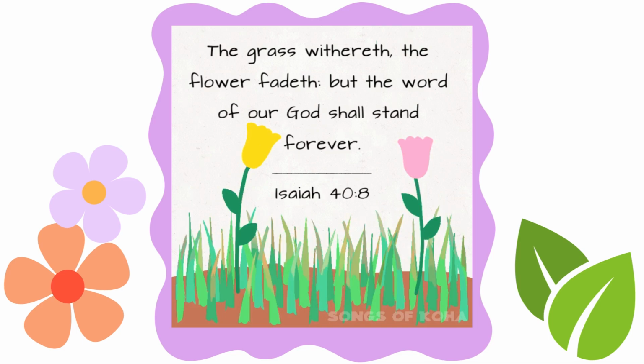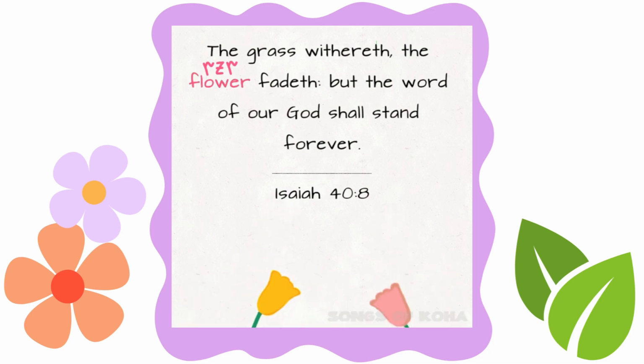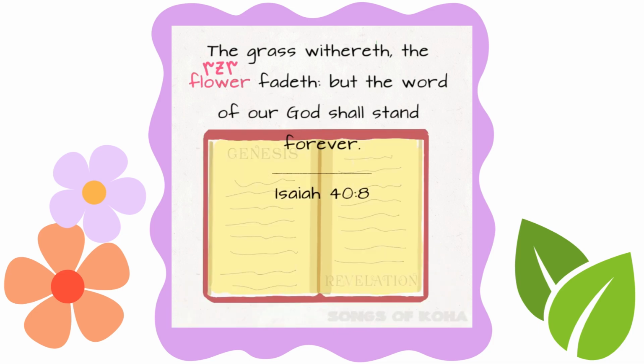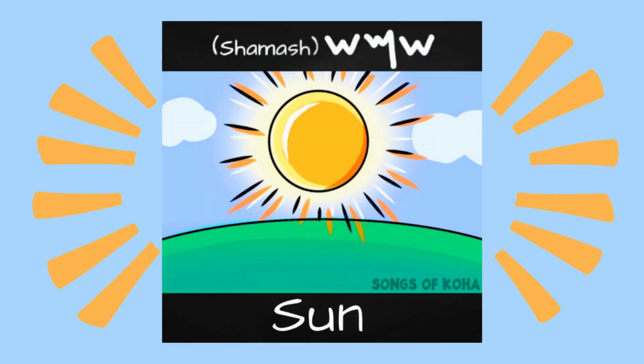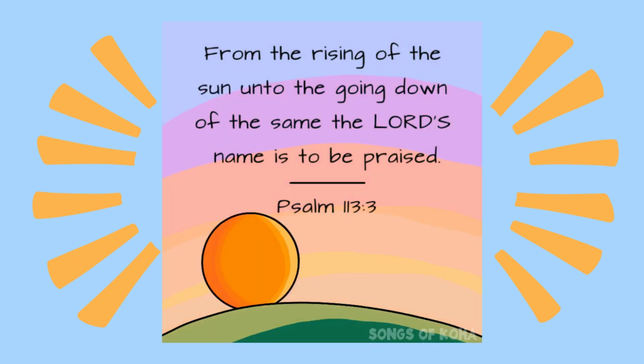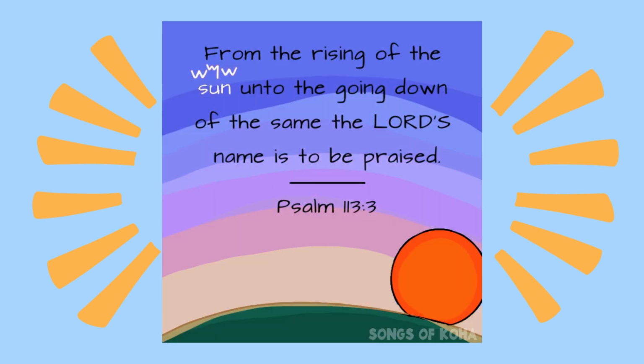The grass withereth, the flower, sayats, fadeth, but the word of our God shall stand forever. Isaiah chapter 40, verse 8. Shamash, sun. From the rising of the sun, Shamash, unto the going down of the same, Yahweh's name is to be praised. Psalm 113, verse 3.